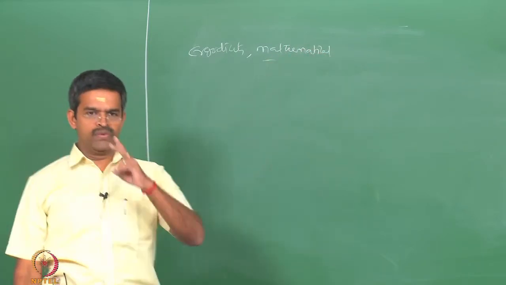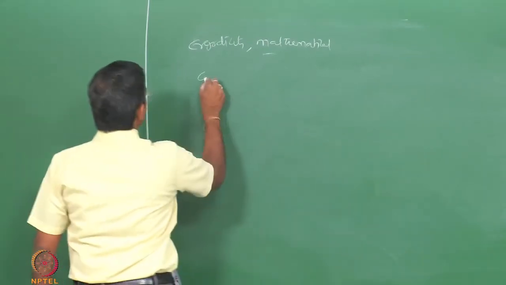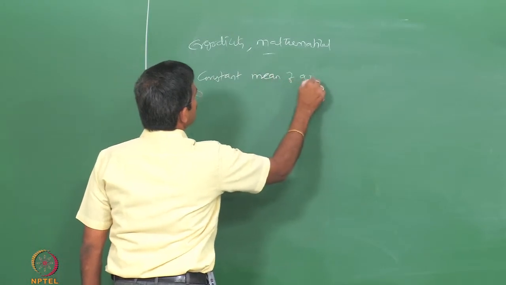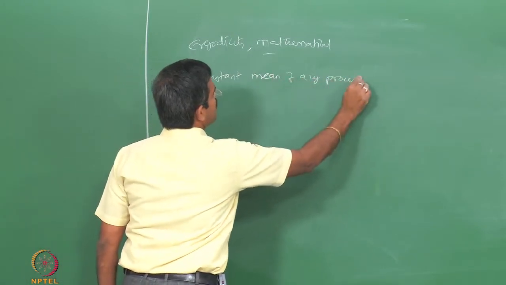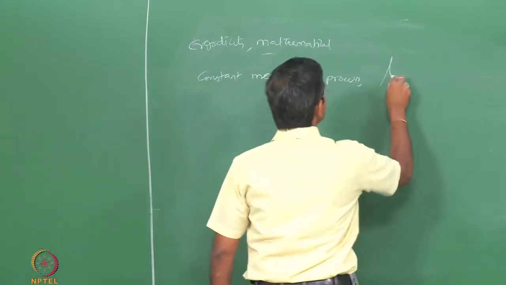Ergodicity can be defined in two ways, one by mean, the other by covariance. Let us say the constant mean of any process is given by mu x.